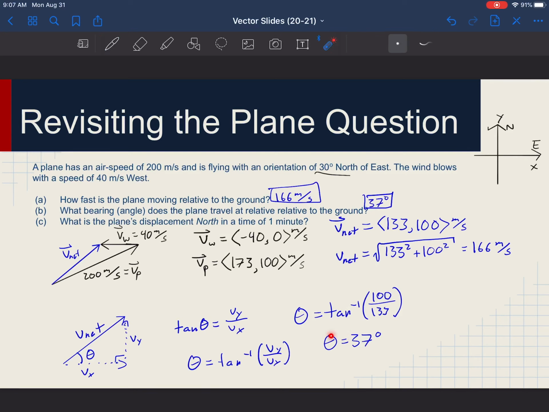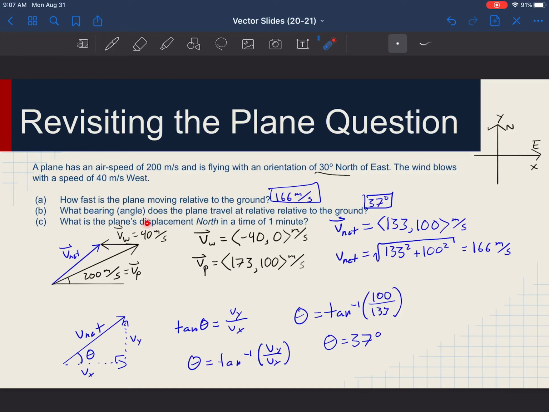Now, let's process this for a minute. Originally, the plane is oriented, moving 30 degrees north of east. It's sort of moving this way. Now, if the wind is blowing to the west, it makes sense that the net velocity will look like this. So it makes sense we're getting an angle that's bigger than 30 degrees, because this angle was 30 degrees. If the wind is blowing this way, the plane will not move along this line. It will be pushed back a little bit. So I'm just saying this answer makes sense.